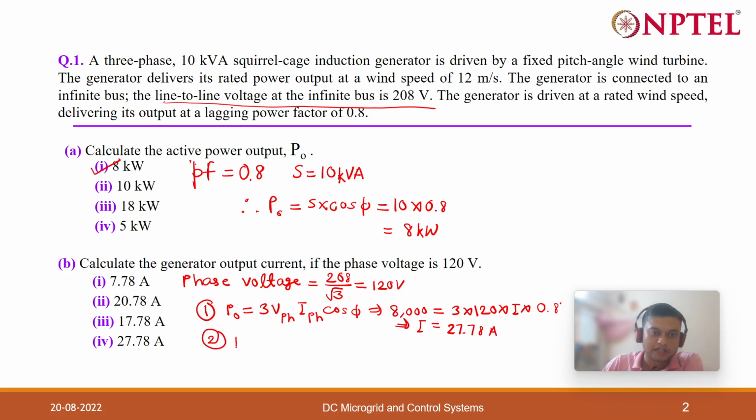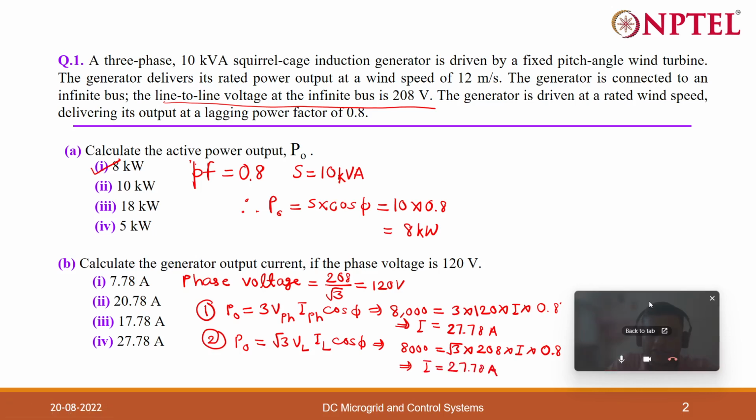Otherwise, if you write this output power in terms of line voltage, then you can write P naught is equal to root 3 VL IL cos phi. So 8000 into root 3 into VL, which is 208, and the generator output current, into 0.8. So I comes out to 27.8 ampere.